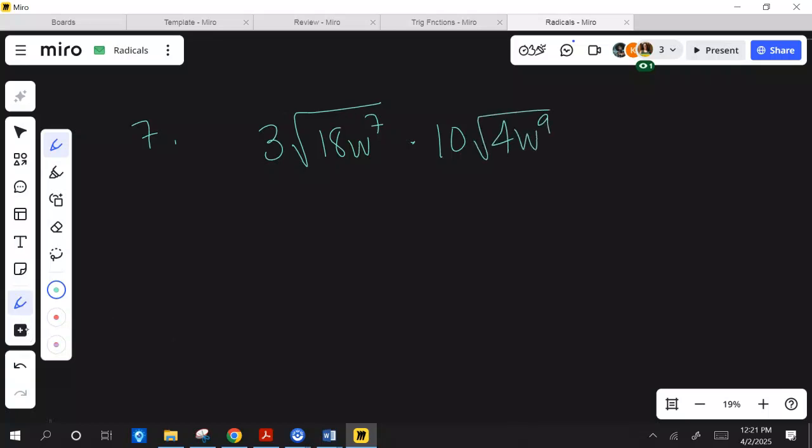All right. So the question has been asked multiple times of, do I combine first or do I simplify first? And the answer is it really doesn't matter. So I can do either one. I can simplify them first and then combine them, or I can combine them and then simplify them. So whatever you want to do, what did y'all do?